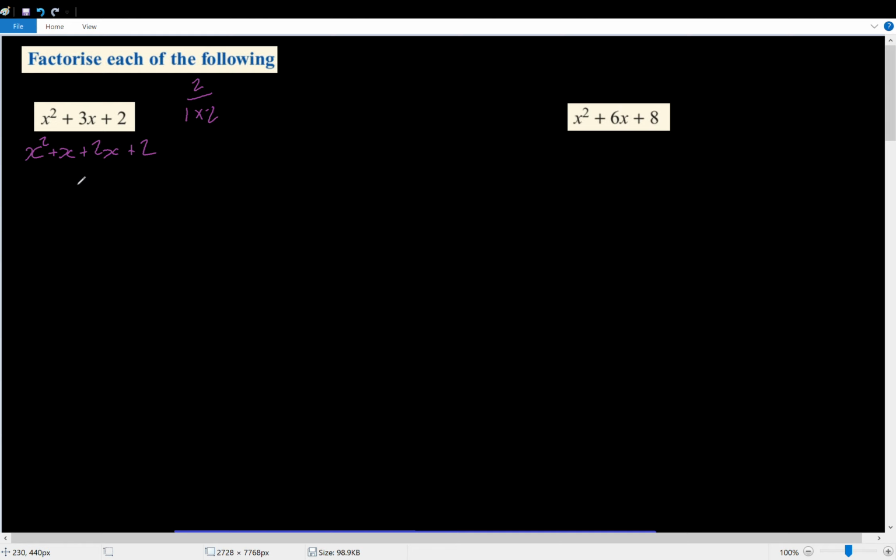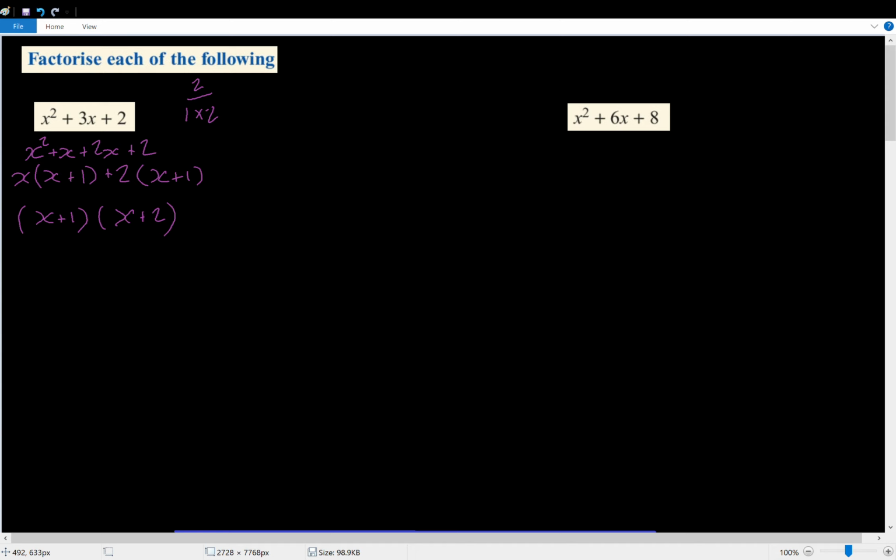So if we group the first two together and treat them as a pair, we'll take the highest common factor from that, which is x. So we've got x multiplied by, and then in brackets we have x plus 1. And then our highest common factor from the second two numbers is going to be 2, and that's going to be multiplied by x plus 1. And now you can see that we've got a common bracket. So I'm just going to write that down. So we've got x plus 1 multiplied by x plus 2. And that is that expression fully factorized.